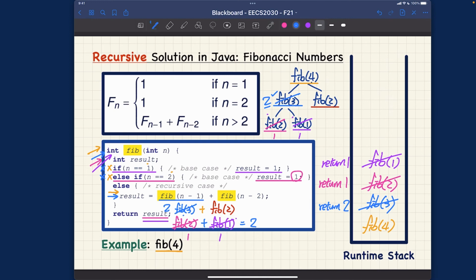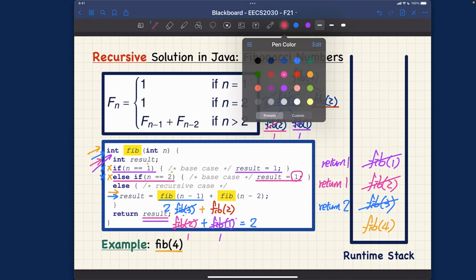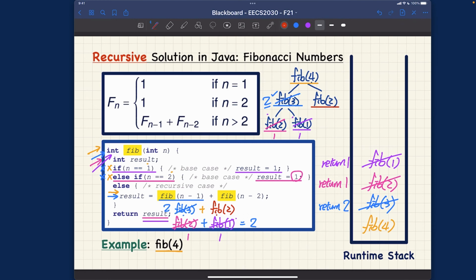So now we should push that onto the stack. What we will do is we're going to say this Fibonacci of 2 is going to be pushed onto the stack, Fibonacci of 2. In that case, we're going to execute this one more time, right? So this will be 1, 2, 3, 4, 5. 5th time we're executing the same method.